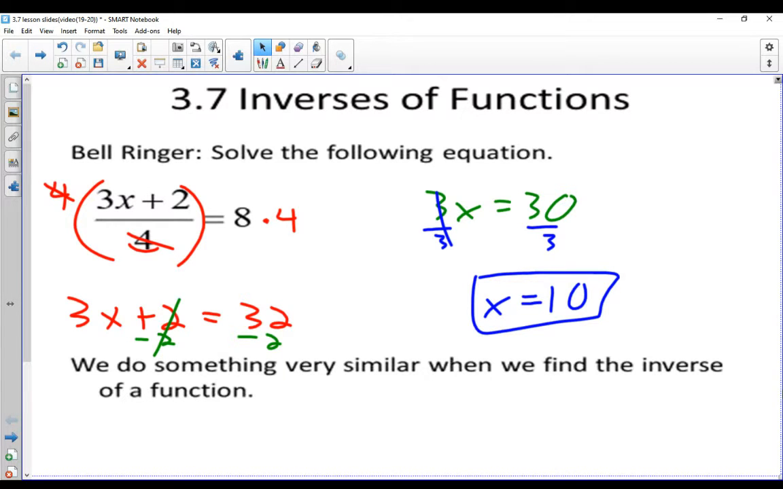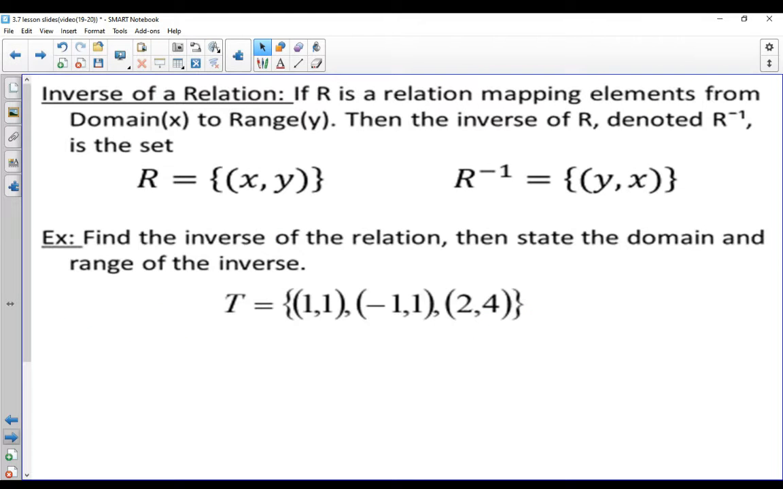And believe it or not, what we just did is very similar to what we're going to be doing today. Specifically, we'll be doing something like this to find inverses of certain functions. So let's begin. Now, some of you may remember working with inverses from Algebra 2, but if you don't remember what an inverse is, let's look at this definition.